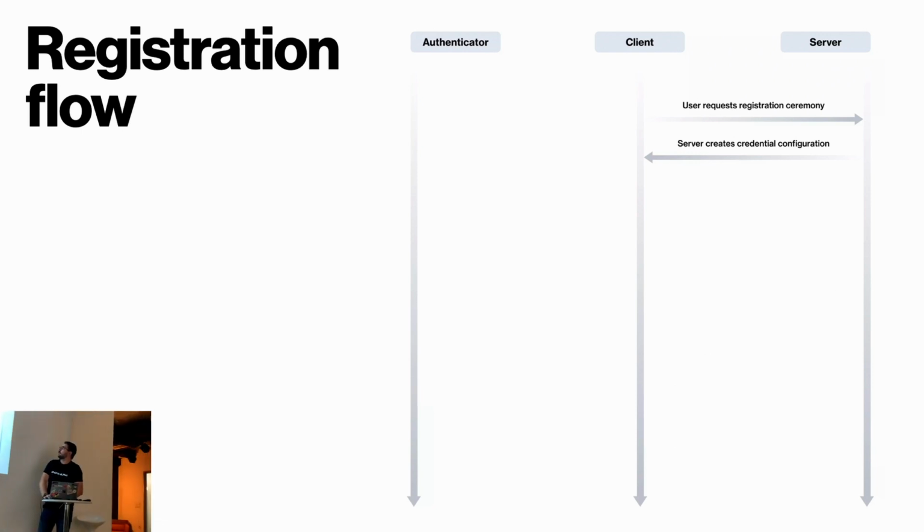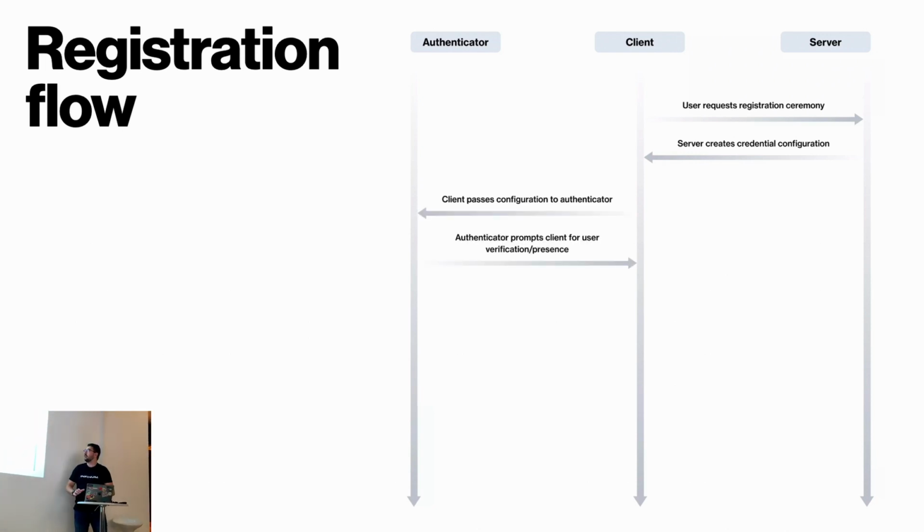All right, so first and foremost, the user requests a registration process that's being sent to the server, and the server creates some kind of a very weird JSON response that you're going to be seeing very soon for a configuration of that new registration process. After we have that, we pass that configuration to the authenticator, so to our credential manager. It takes that JSON, a very specific JSON that's defined by the standard, and it returns some kind of a prompt to the user for verification.